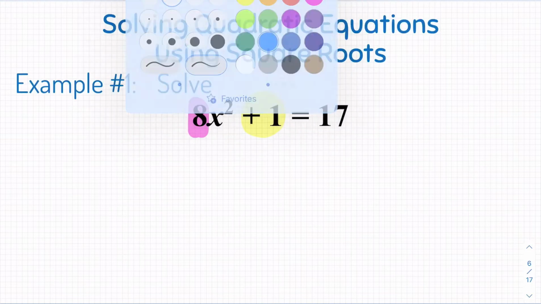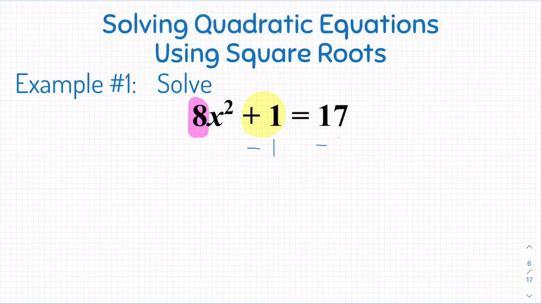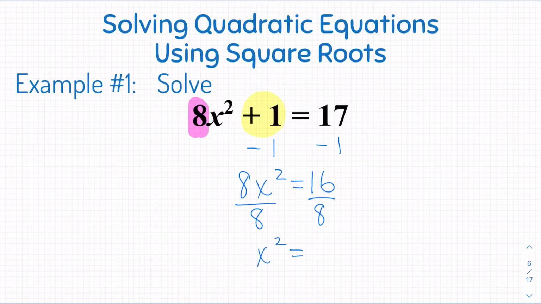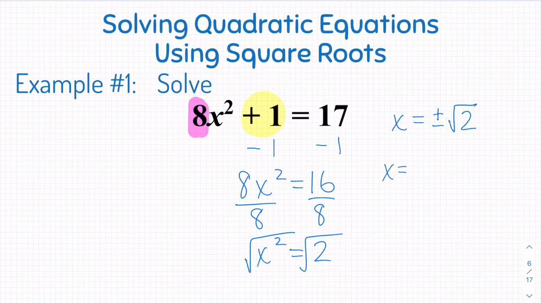So in this problem, my first step is to subtract 1, and my second step is to divide by 8. So I get x squared equals 2. And then the opposite of squaring something is taking the square root. So I end up with x equals both positive and negative radical 2. So that's just the shorthand way of saying square root of 2 and the square root of negative 2.